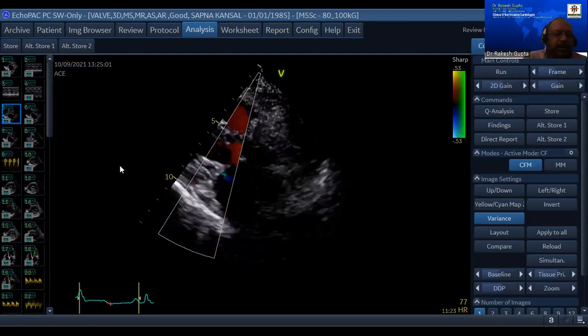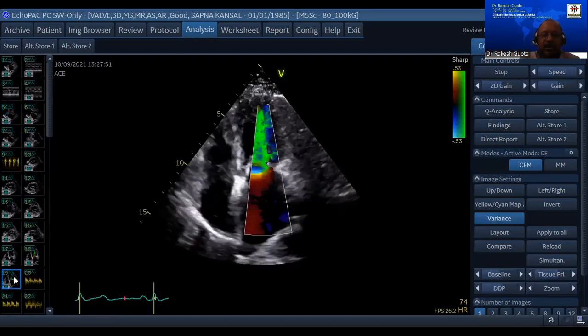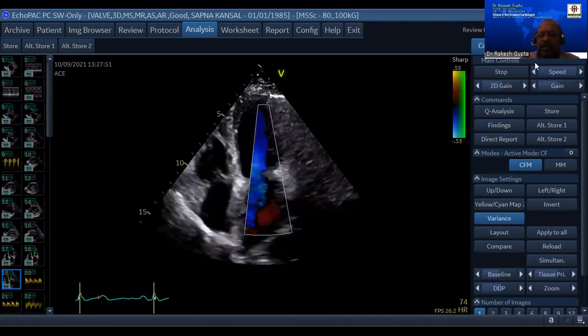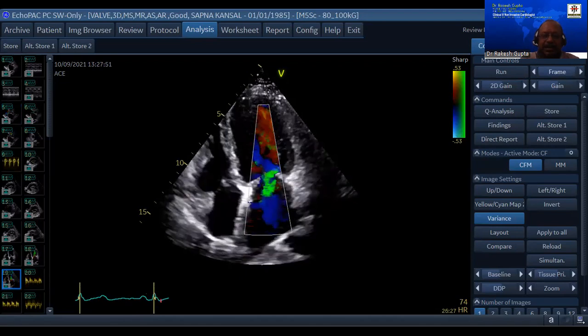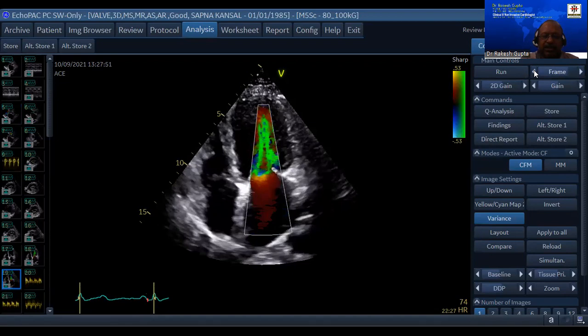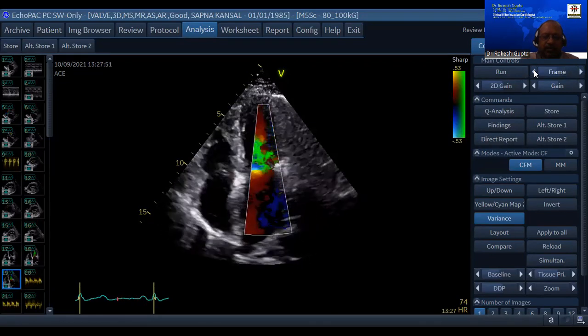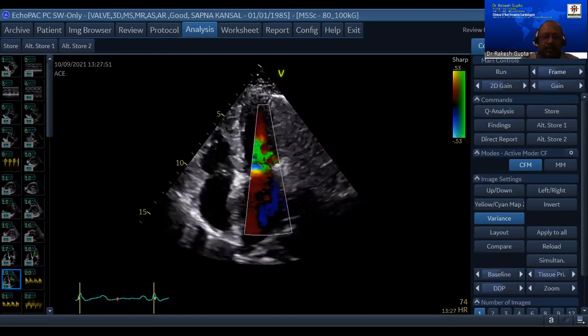So not a good vena contracta is seen over here, but I'll show you a vena contracta. Give me a time. Before vena contracta, what we look for is jet area, jet area versus LA area. So jet area would be seen in systole or diastole? Always in systole, sometimes in diastole also.